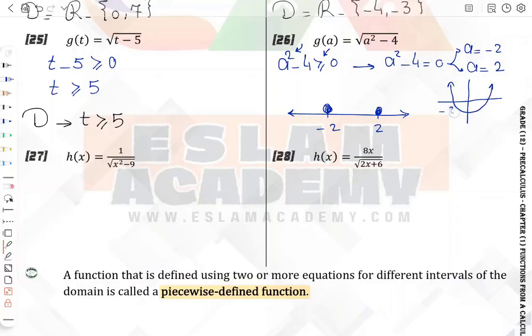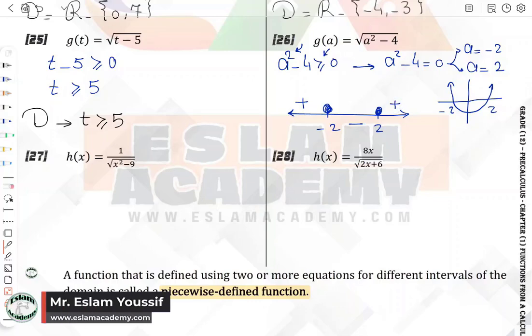There is a part above the x-axis which is before negative 2. So that part will be positive. A part below the x-axis is between negative 2 and 2. This part will be negative. Then the third part, above the x-axis, will be positive. So the solution will be the parts above the x-axis because we need more than or equal.